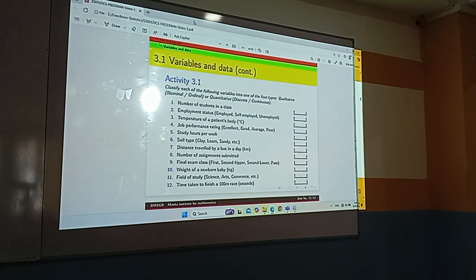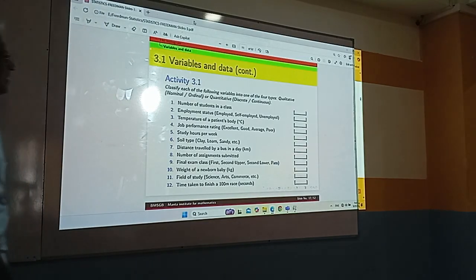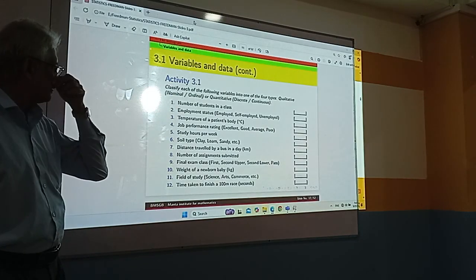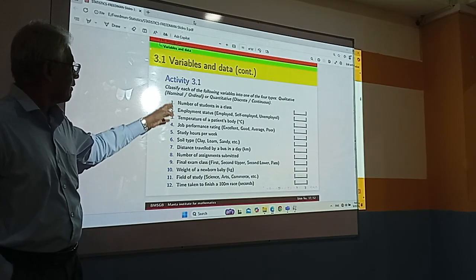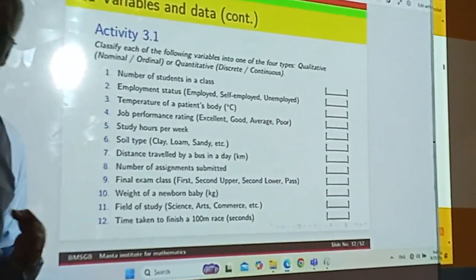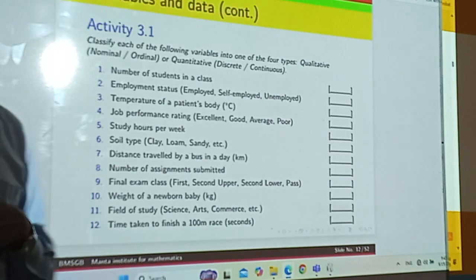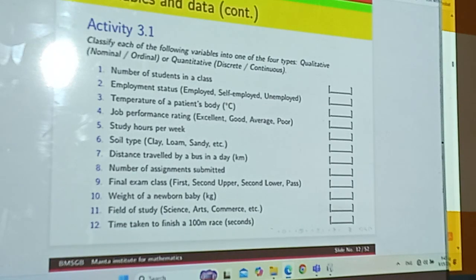Okay, let's go through this very simple activity. Each of these gives you a variable. Tell me first of all whether it is qualitative or quantitative. If it is qualitative, tell me whether it is nominal or ordinal. If it is quantitative, tell me whether it is discrete or continuous. Number of students in a class.